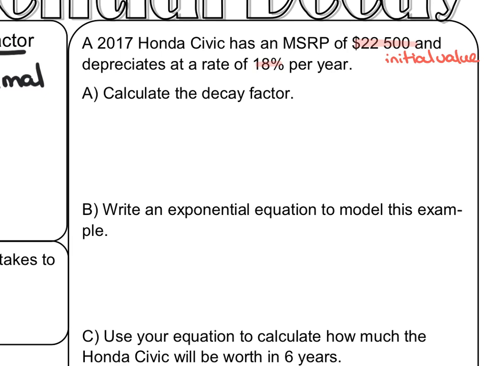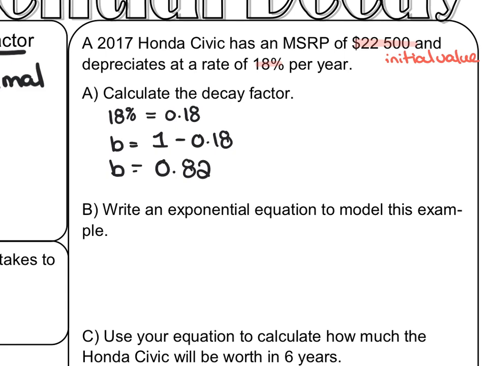So we'll do that. 18% in decimal form becomes 0.18. So we'll do b equals 1 minus 0.18. And when you calculate that, you get 0.82. So b is 0.82 in this case. Write an exponential equation to model this example.